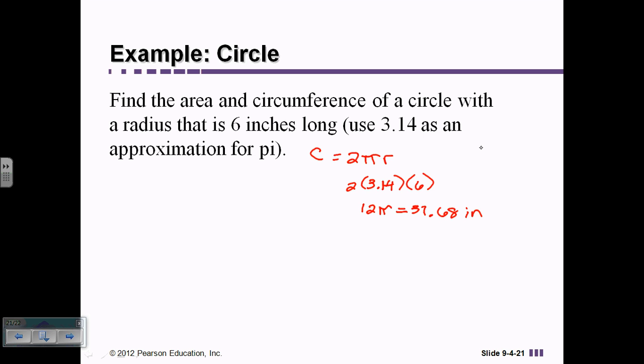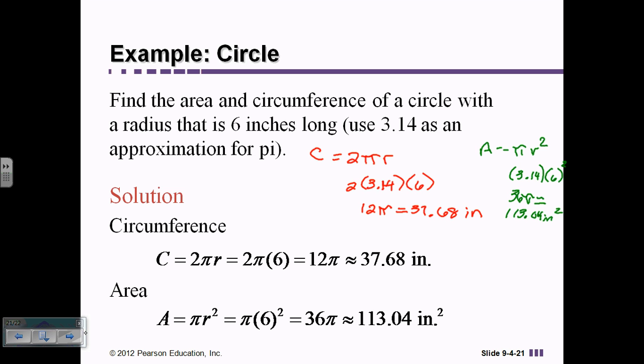And when we do our area formula, we have area equals pi r squared. So pi is 3.14 again. The radius is still 6. So we're going to end up with 36 pi, which is equivalent to 113.04 inches squared. So that's our circumference and our area of the circle.